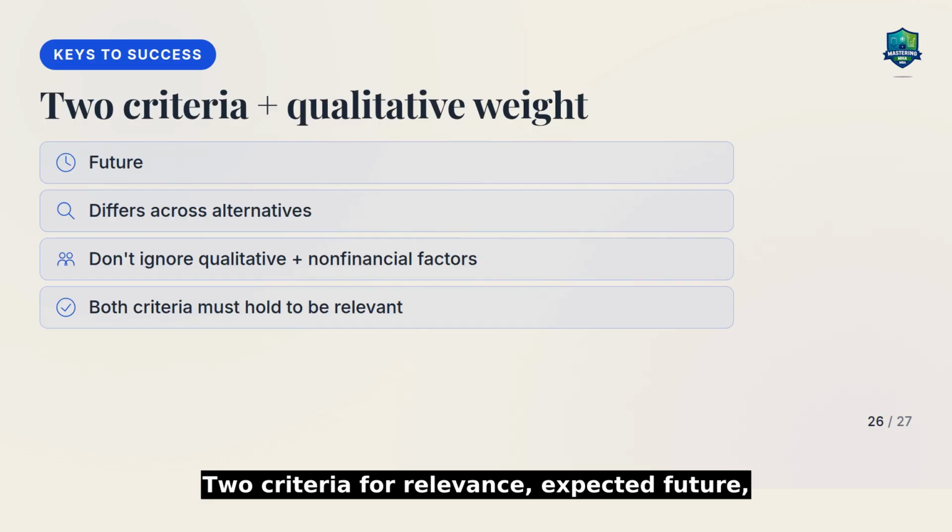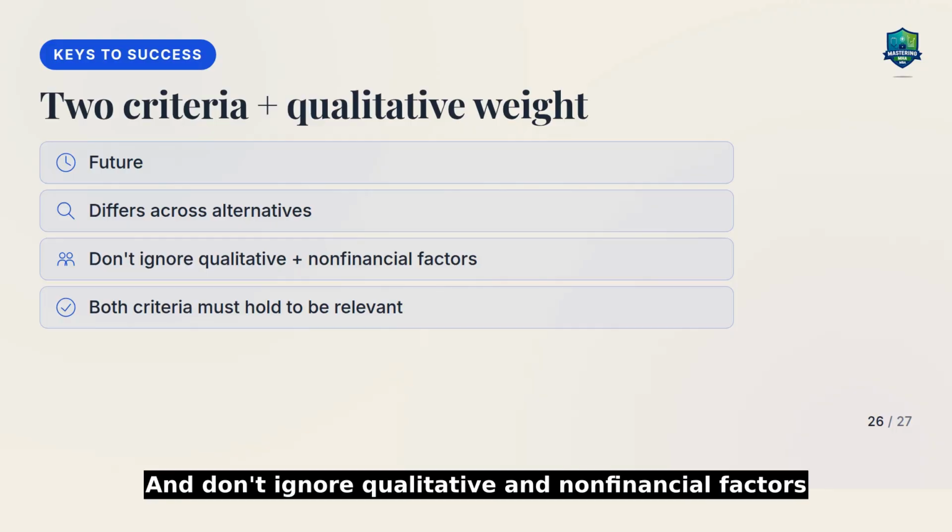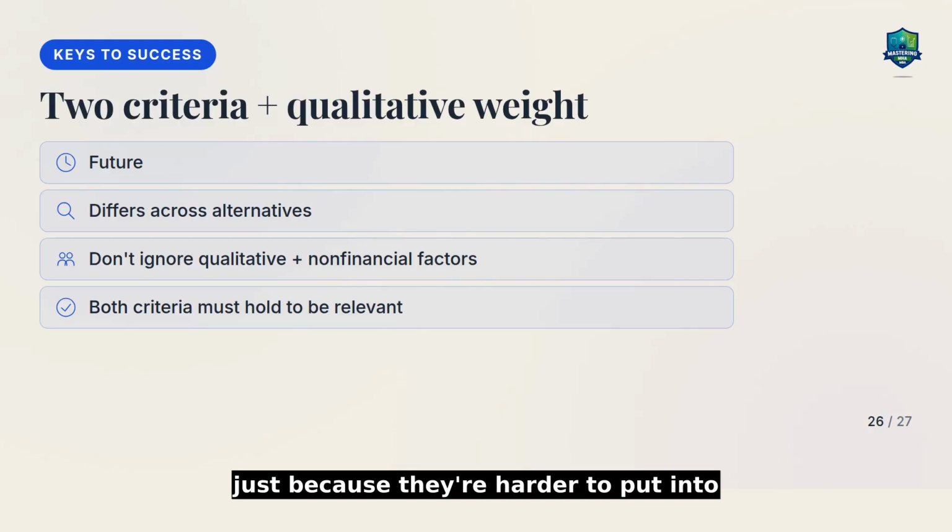Keys to success from the textbook. Two criteria for relevance: expected future and differs across alternatives. And don't ignore qualitative and non-financial factors just because they're harder to put into the spreadsheet. Both go in the same decision.